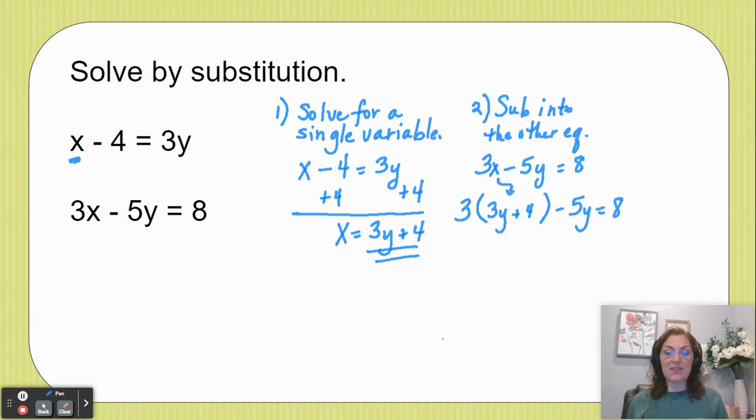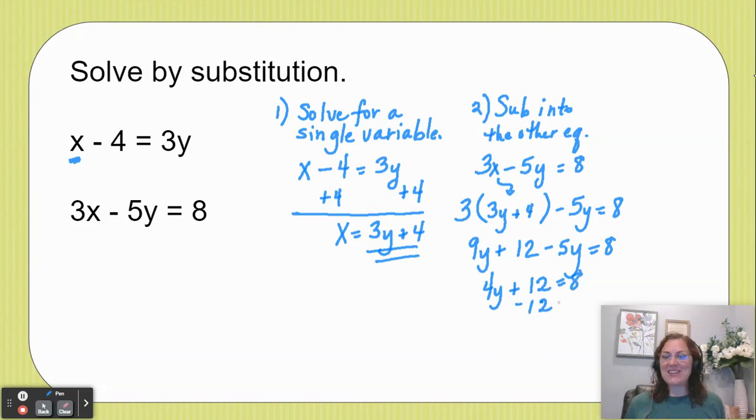The beautiful part of this is now my equation only has one variable. So I can distribute. 3 times 3y would give me 9y. 3 times 4 would give me 12. Minus 5y equals 8. Now let's solve. 9y minus 5y gives me 4y plus 12 equals 8.